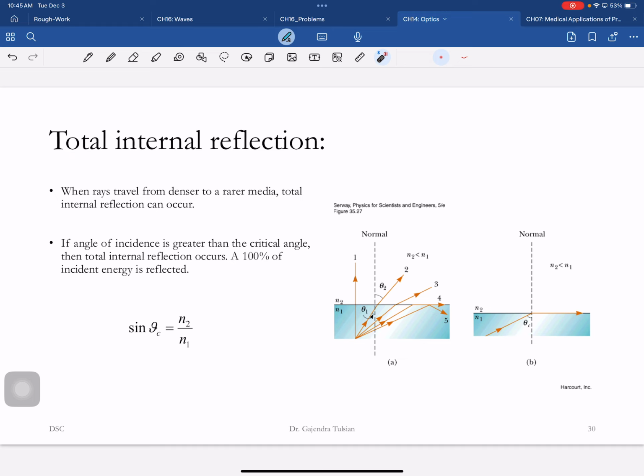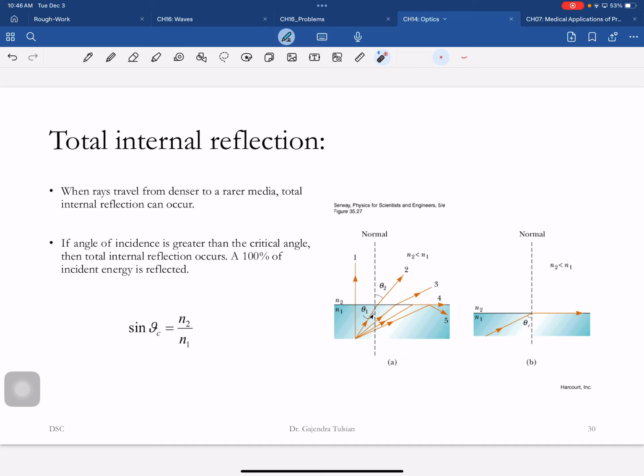So this is total internal reflection. This is the reason why internet is so cheap. Here's glass and this is air. If you shine a beam of light, it goes straight through. If you shine a beam of light at an angle greater than the critical angle, it is totally reflected. This beam is 100% reflected.